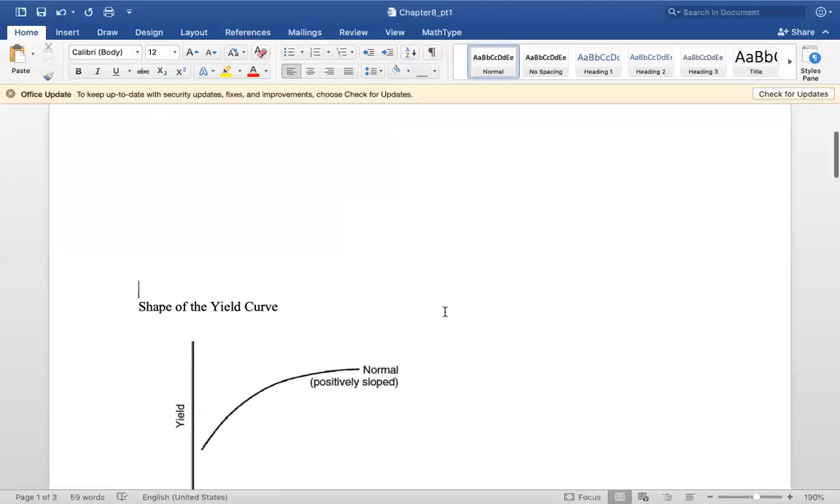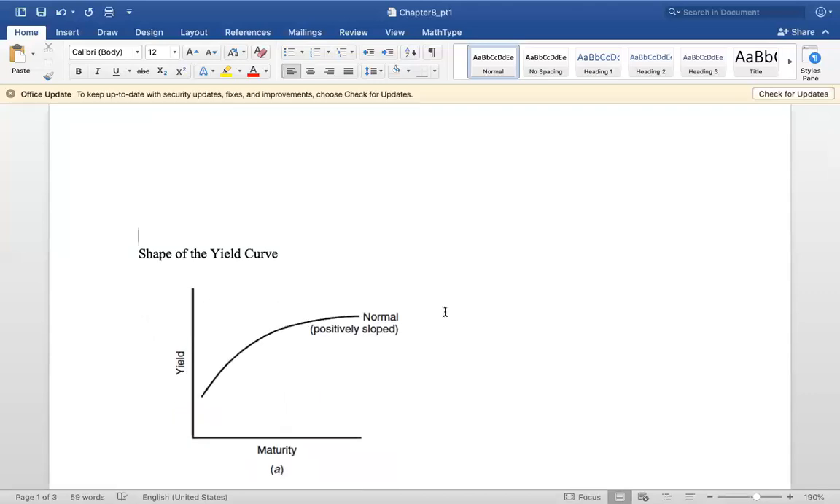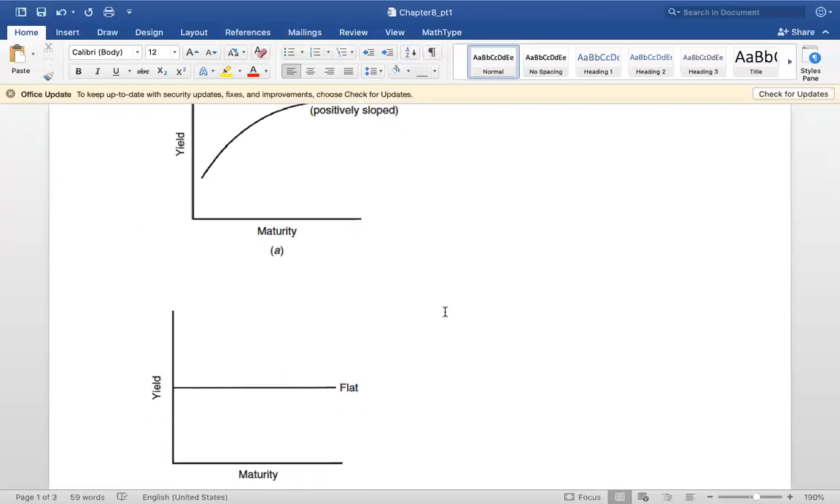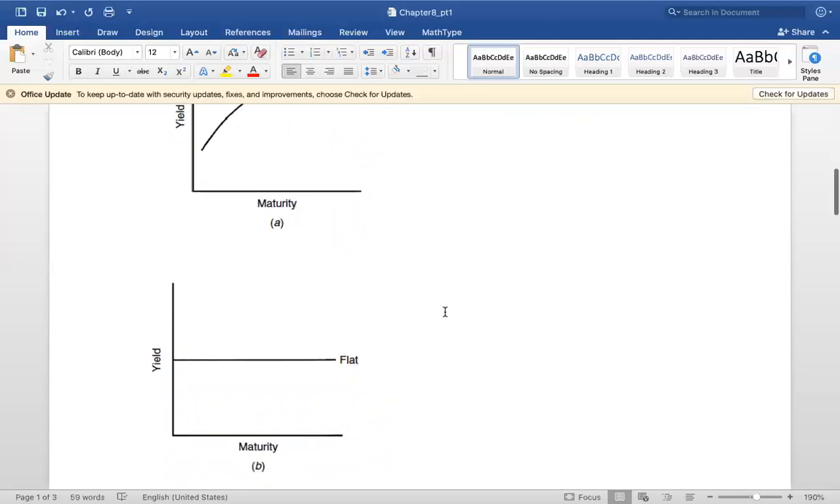And as we have already discussed in our chapter 3 or 4, about the shapes of the yield curve and yield curve theories, there can be four normal shapes. The first one is the normal, or positively sloped yield curve, when yield is increasing with maturity, which means investors will be rewarded for holding higher maturity securities. Then we have a flat yield curve, where the yield for each maturity is the same. Regardless of its maturity, the yield is the same.